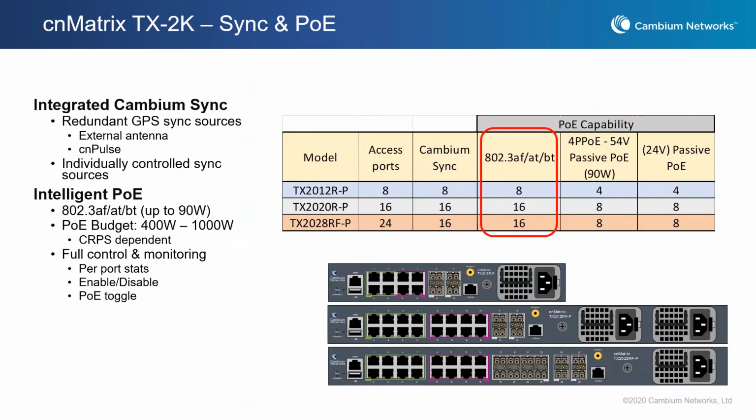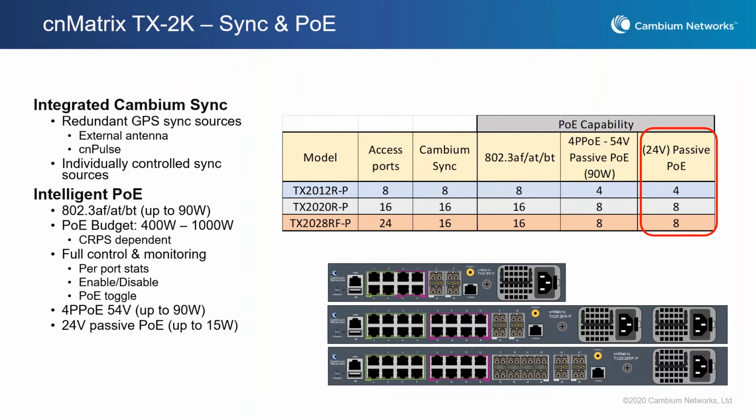So that's 802.3. Now, what else do you get on these switches? On half of the ports, so on the 8-port switch, 4 of the ports, you get 4-pair PoE. With 4-pair PoE, you can provide up to 90 watts. So we support up to 90 watts of power on each of these, on half the ports of the switch. That 90 watts can be delivered using 802.3bt, so standards based, or it can be delivered just with a passive 54 volts as well. On the other half of the ports, we support 802.3 on everything, but we also support low voltage passive PoE on this second half of the ports. So 24 volt passive PoE up to 15 watts per port.